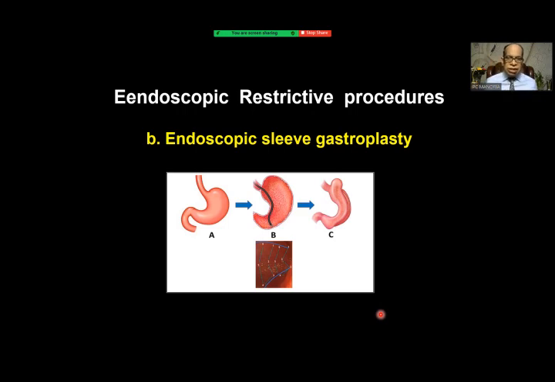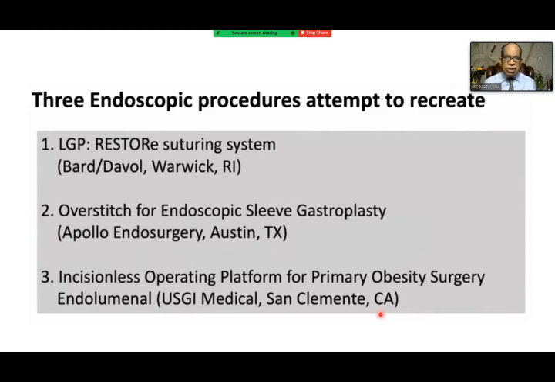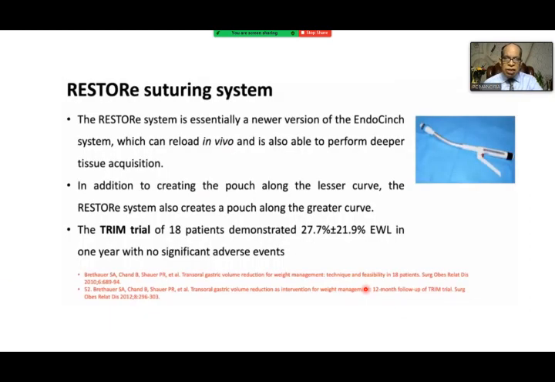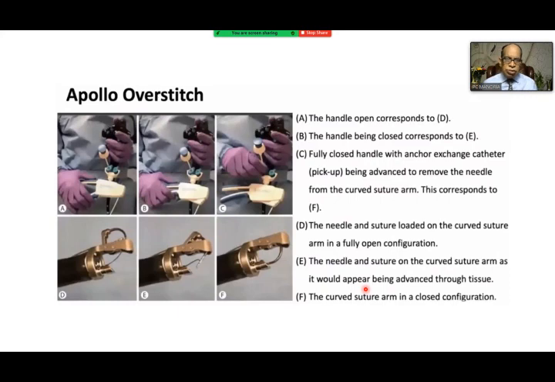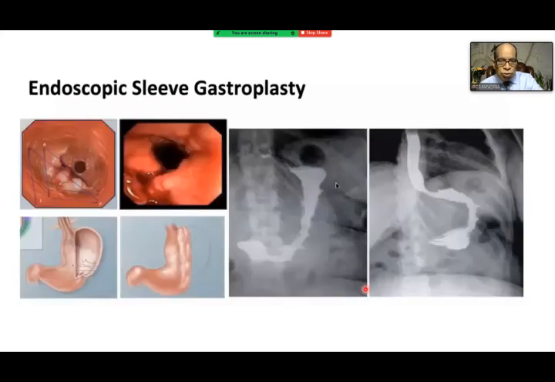Now this is the endoscopic sleeve gastroplasty, which is getting very popular, and these are the 3 endoscopic instruments which are used to produce endoscopic gastroplasty: the Apollo OverStitch system for endoscopic sleeve gastroplasty, the Incisionless Operating Platform for primary obesity surgery, and the Restore suturing system. This is the Restore suturing system, and this is the Apollo OverStitch, which is also commonly used. And with this you can take full thickness sutures of the stomach and create a gastroplasty.